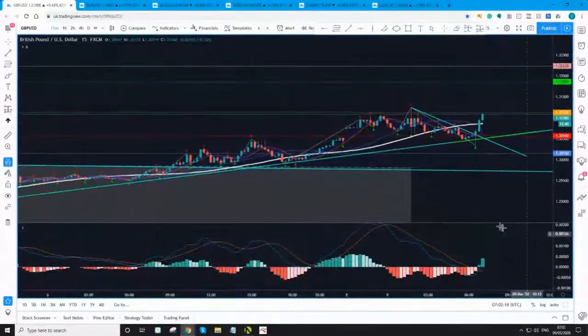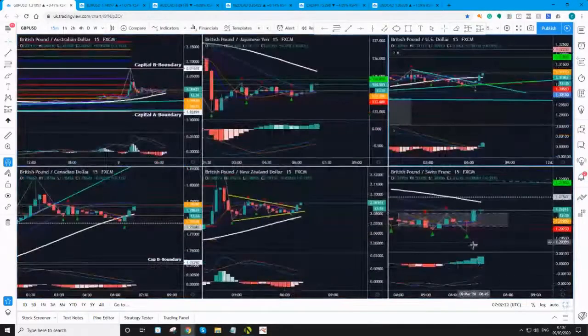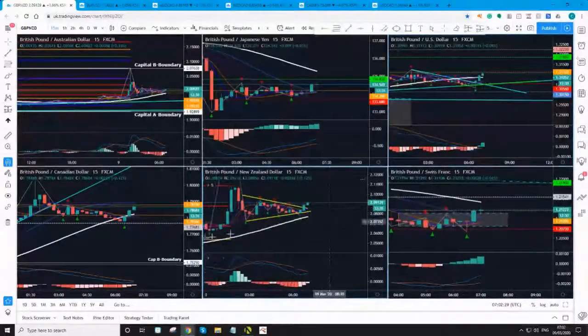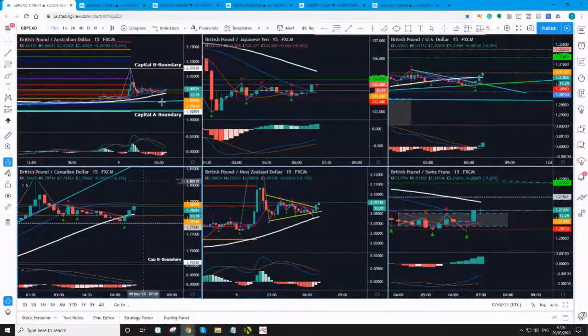Okay, so I'm now in on pound yen, pound Swiss, and pound dollar here. Now, I do anticipate that the rest of the pounds are going to give buy signals. I do anticipate that. But I don't have a signal yet.